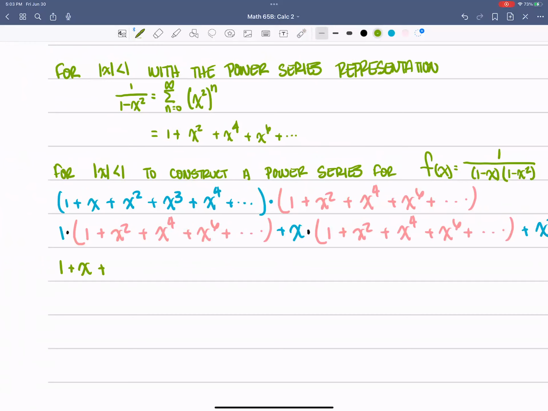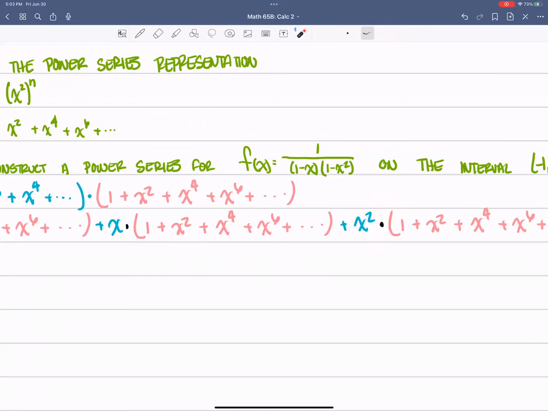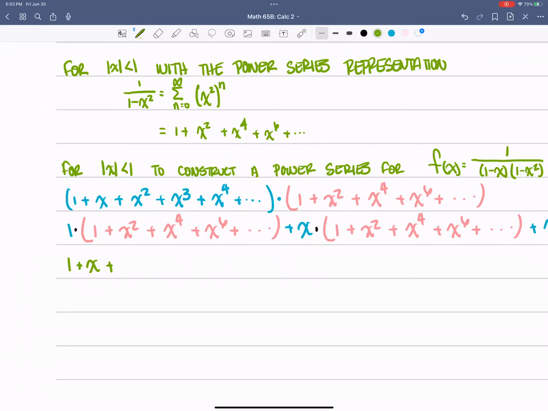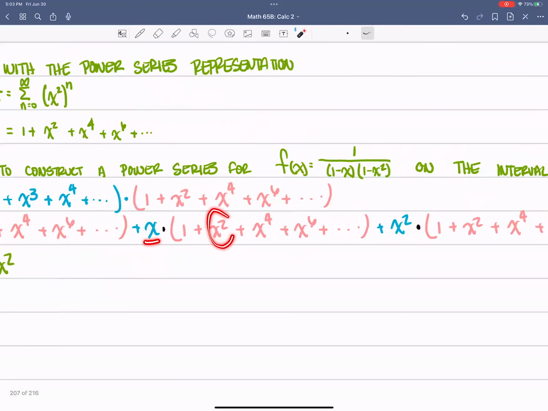Speaking of x squared, let's count how many we have. So we have 1. When we multiply this through, we have x cubed, but we don't have x squared. And multiplying this through, we have 1x. So plus, I'm sorry, 2 of them. 1 plus 1, x squared. And now let's look at x cubed. So here we don't have any x cubes. X times x squared, that's going to be our first x cubed.